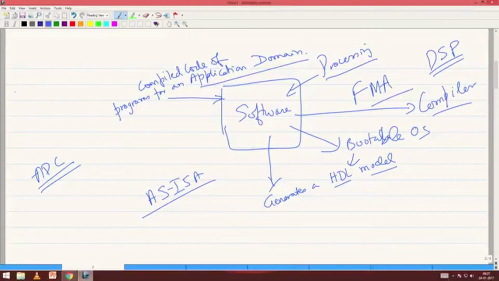So this is the genesis of this particular software. Please search for ASIPs, application specific instruction set processors.